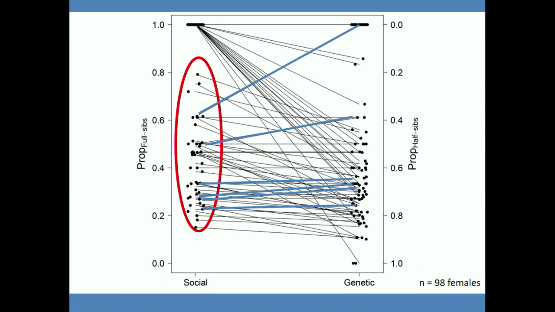So the point of all this is just to show that different aspects of natural mating systems like death and divorce and repeat extra pair mating can really shift our expectation of sibship structure and then how that will trickle down to affect the potential for inbreeding.